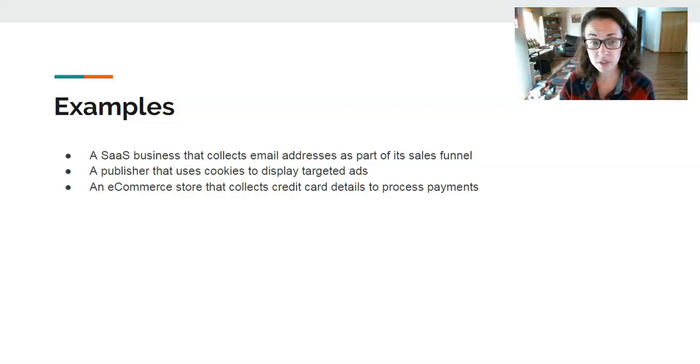Some really obvious examples. If you're collecting email addresses in your sales funnel, this is going to apply to you, assuming the other criteria of the CCPA for the size of your business. If you're using cookies to display targeted ads, that will apply to those of us who are involved in AdSense.